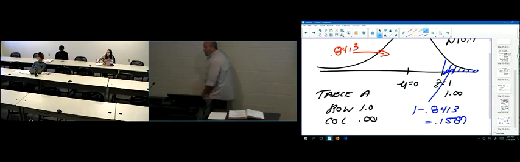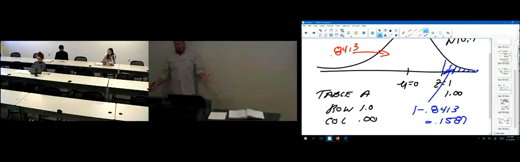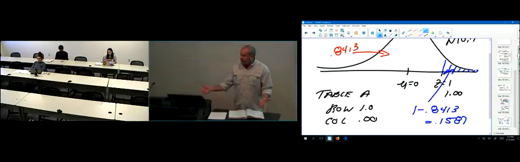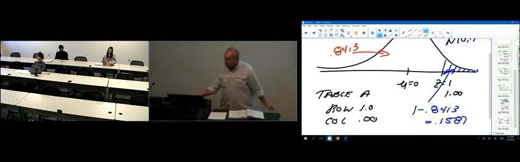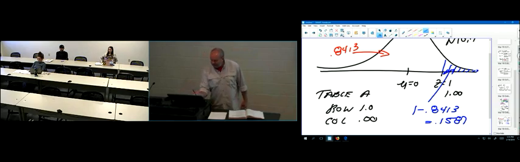If I was in chapter 1, I would tell you, okay, the proportion of students that scored 510 or greater is 0.1587. I would tell you the percentage of students that scored greater than or equal to 510 is 15.87, right? In other words, if that's 15.87, that's 0.1587.